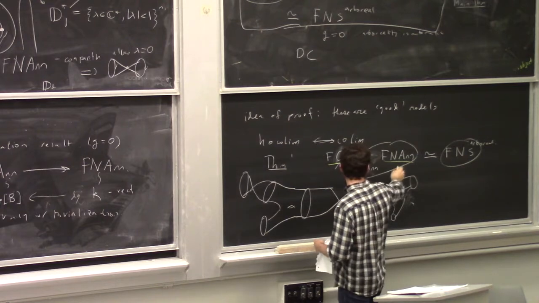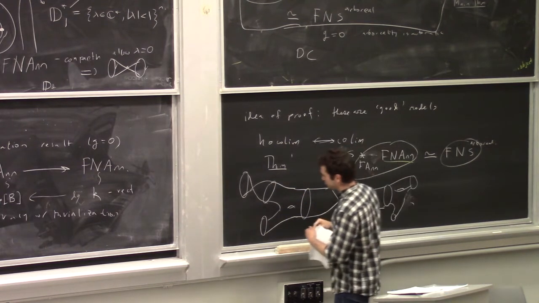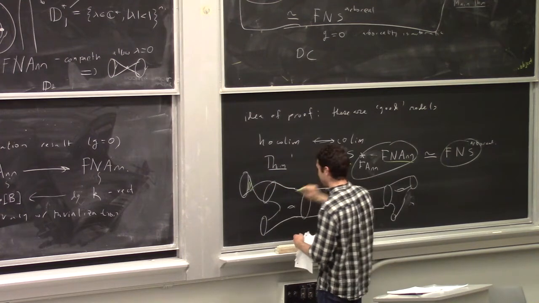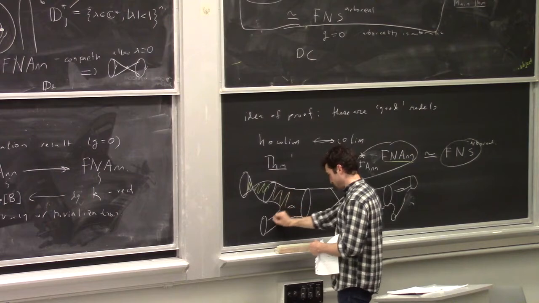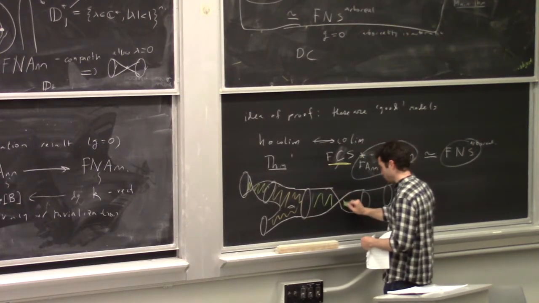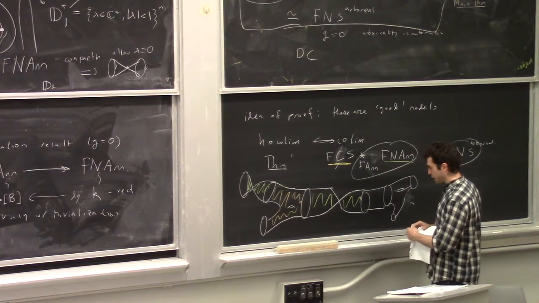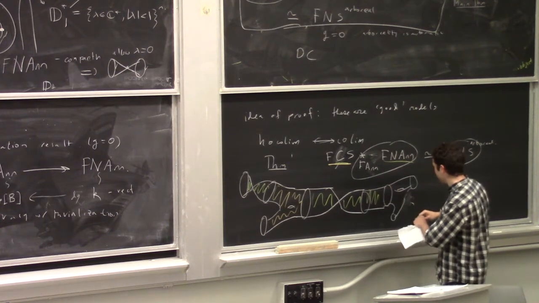So for example, this one is orange. So this is definitely a framed nodal annulus. This is definitely not an annulus, but a smooth surface. This is a nodal annulus. And here I can think of it as a nodal annulus without a node.